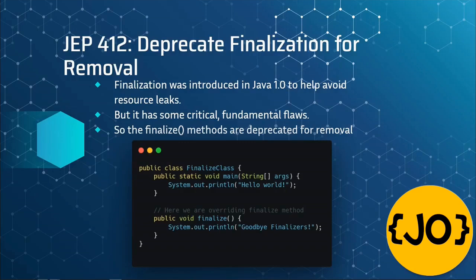Finalization was originally introduced in Java to help avoid resource leaks. This happens by the garbage collector calling the public void finalize method in order to perform some cleanup. But this method has some critical fundamental flaws. So the finalize methods have been deprecated for removal.